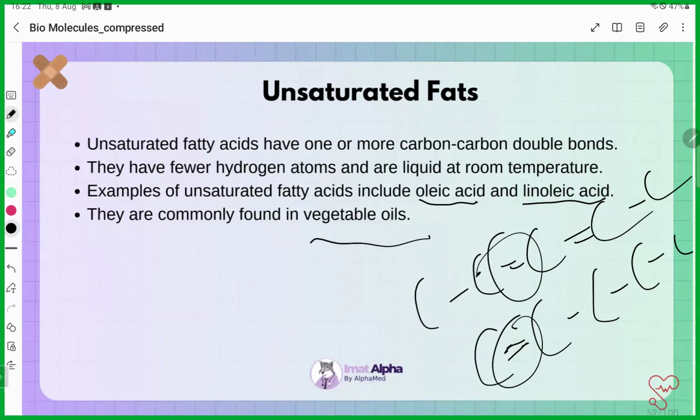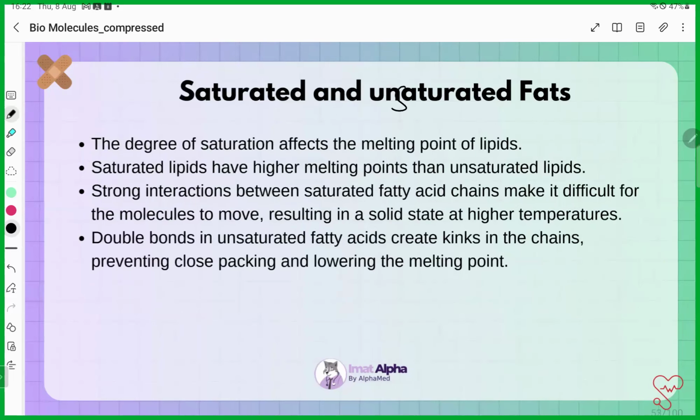Saturated and unsaturated fats: the degree of saturation affects the melting point of lipids. Saturated lipids have higher melting points than unsaturated lipids. Strong interactions between saturated fatty acid chains make it difficult for the molecules to move, resulting in a solid state at higher temperatures. Double bonds in unsaturated fatty acids create kinks in the chains, preventing close packing and lowering the melting point.